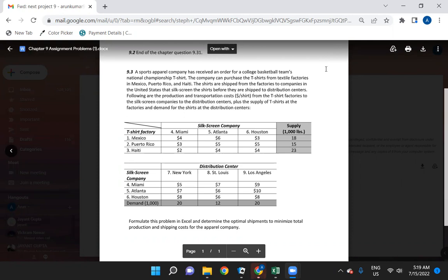Hello everyone. So today in this video, we are going to provide the solution for this question, a sports apparel company, where we have two tables showing the skills silk screen company, their cities and states, and the other one is the distribution center. So in this question, they are asking to solve this in Excel, formulate this problem, and determine the optimal shipments.